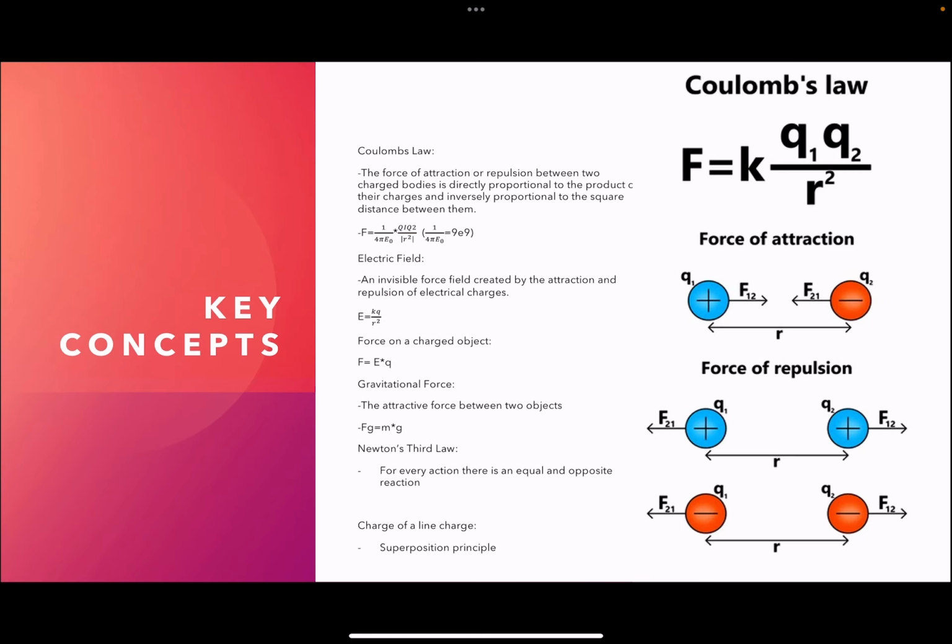So these are the key concepts we're going to use. We're going to use Coulomb's law, force of attraction and repulsion. This is the formula. We're going to use electric field, the invisible force field created by attraction and repulsion of electrical charges. This is the formula for that. The force of a charged object, this is the formula, electric field times charge. And then we're going to use gravitational force, which is this formula. And then we're going to use Newton's third law to say that for every action, there's an equal and opposite reaction. And also, we're going to discuss charge of a line charge, which is the superposition principle.